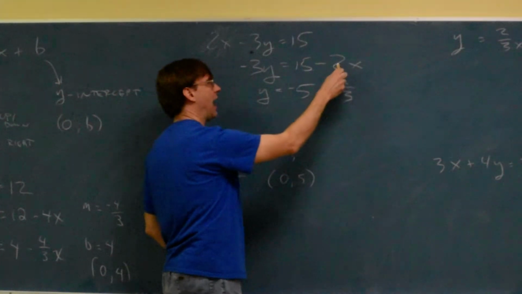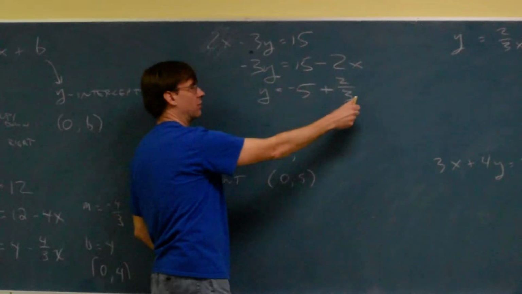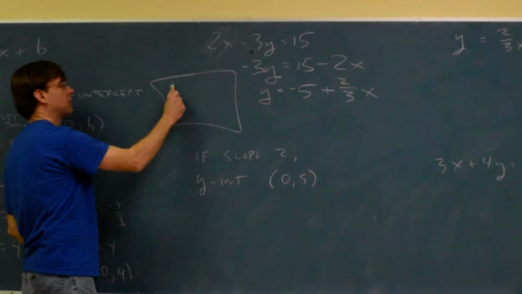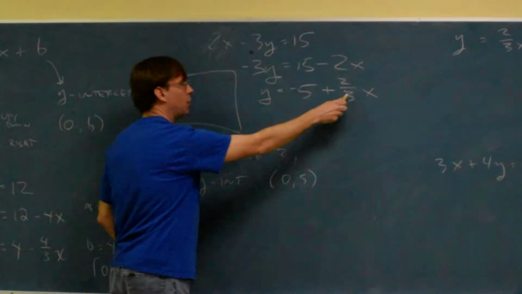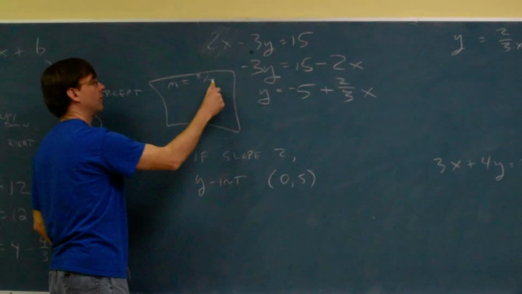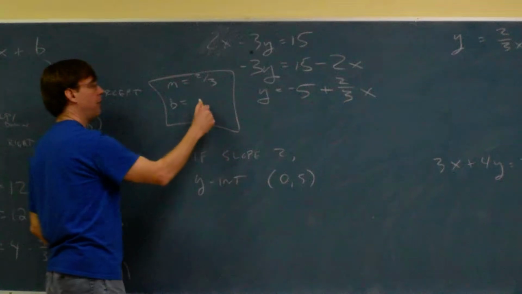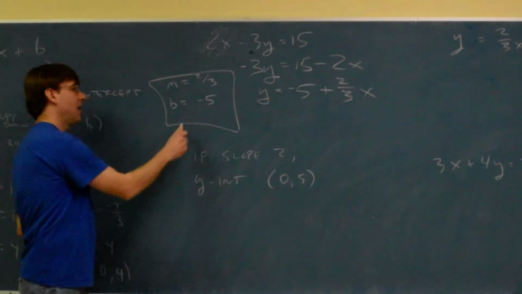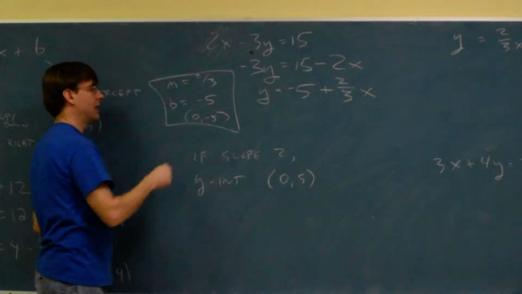And I'm going to have to go fraction. 2 dividing 3 is just a fraction with an x. And then they just want a list from us. What is the slope? The slope is the number next to the x. They want to know what is the intercept. The intercept is the other number, which is negative 5. And maybe they'd rather we write it like this. I'm not sure.